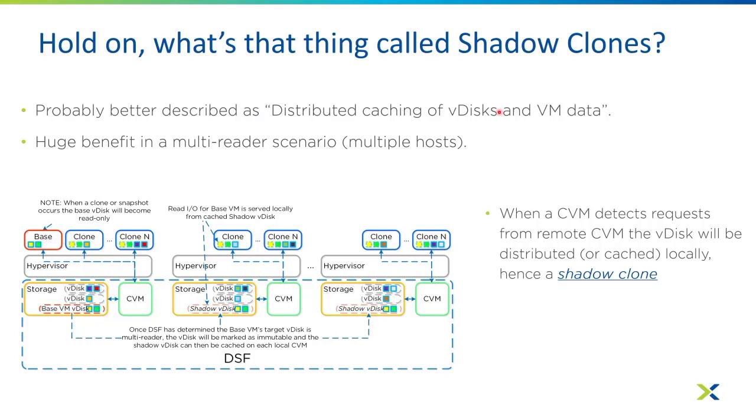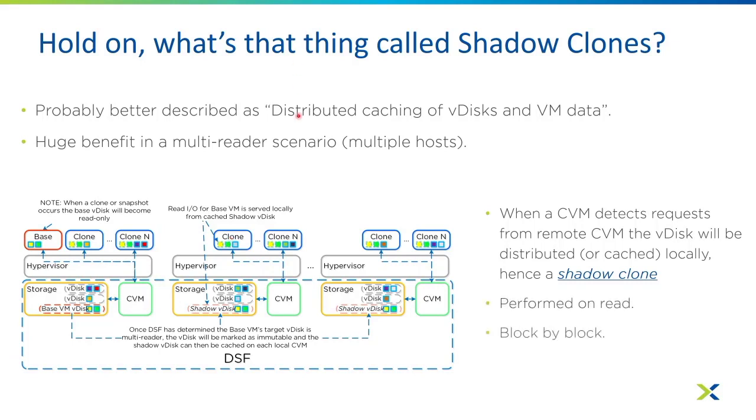As time goes on, as the controller virtual machines on remote nodes detect that there's a lot of remote or network activity going on, they're going to start to cache parts of that master image as is required for that virtual machine to be able to boot up, to be able to access Outlook or whatever. We call it shadow clones. It brings in a lot of performance benefits.